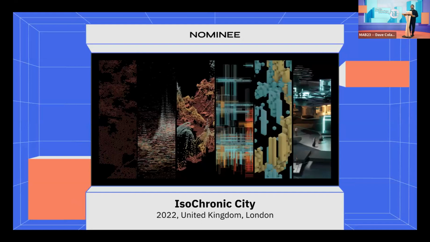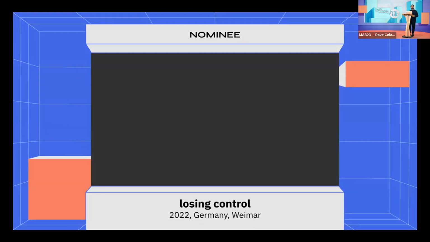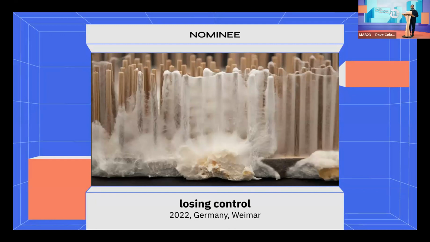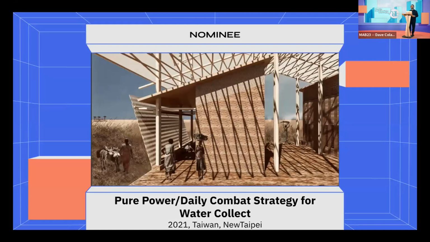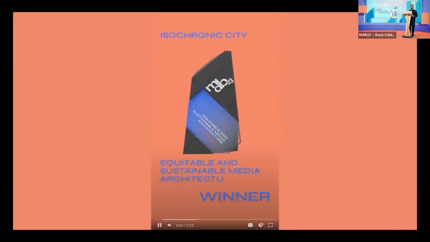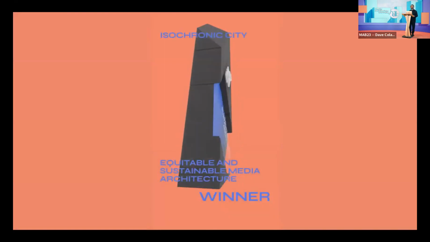Isochronic City, Losing Control, and Pure Power Daily Combat Strategy for Water Collect. And the winner is Isochronic City. Congratulations.